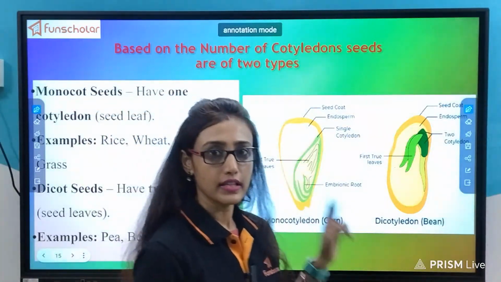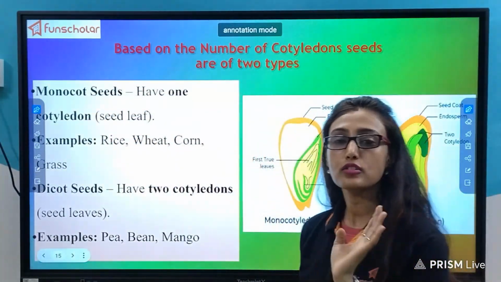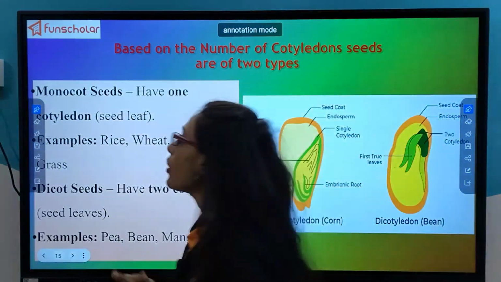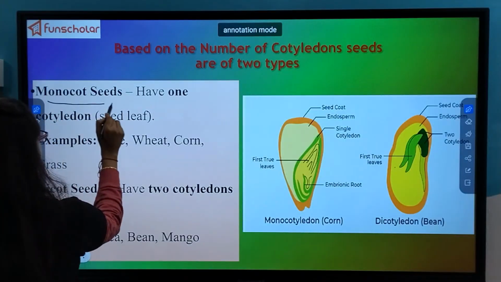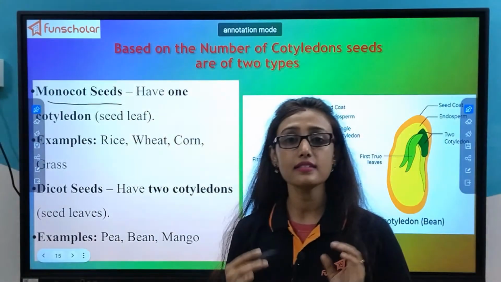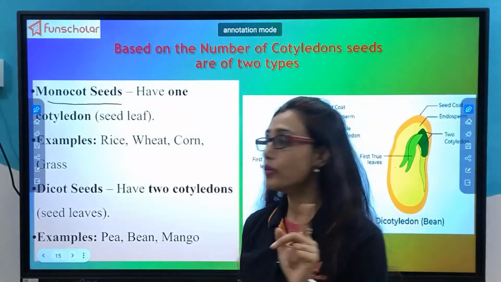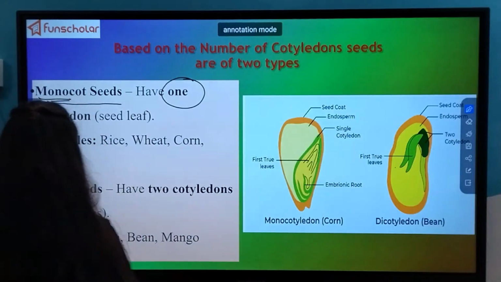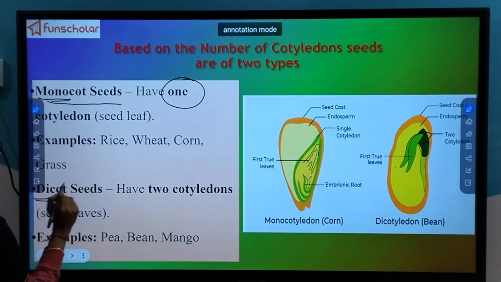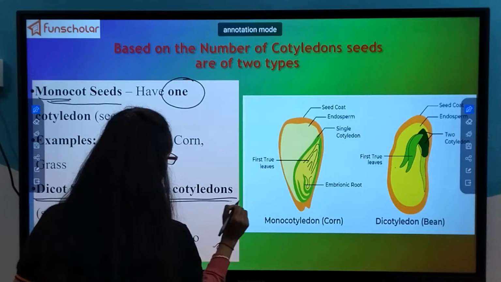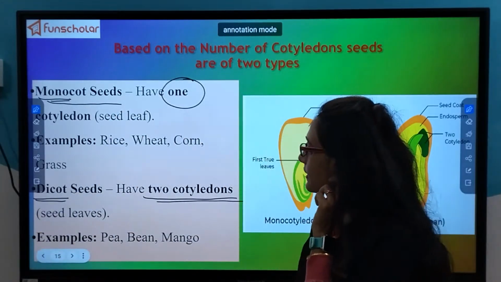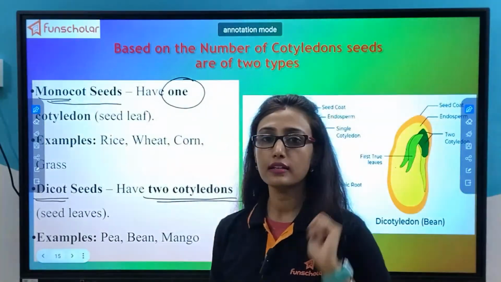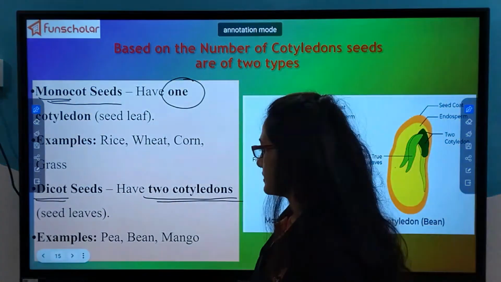If the number of cotyledons is 1 in case of a plant, then those plants are known as monocot plants, and the seeds they form are known as monocot seed. Mono means one. And dicot, di means two. Therefore, they will have two cotyledons. The seed will have two cotyledons. Monocot, one cotyledon. Dicot, two cotyledons.